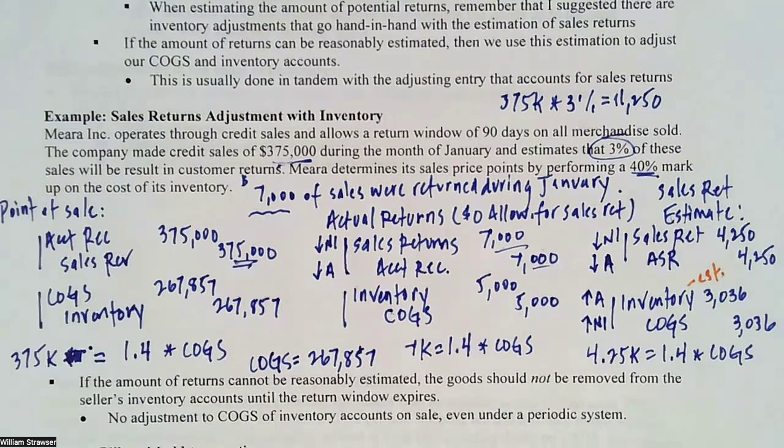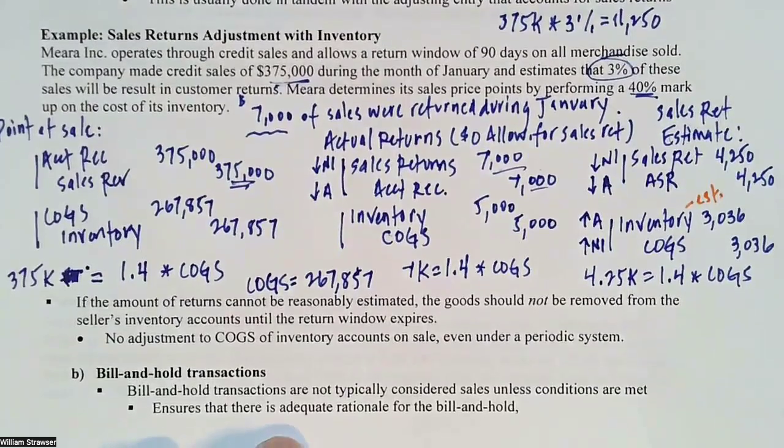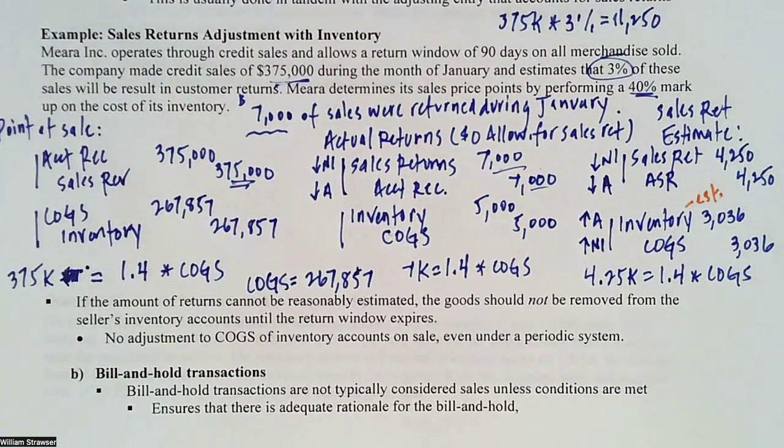So that is some of the impacts of how we account for inventory and cost of goods sold with sales returns. Now, remember that if we cannot reliably estimate sales returns, then we cannot record revenue until the return window expires. And because that's true, we do not need to adjust cost of goods sold for accounts on sale until the return window expires.